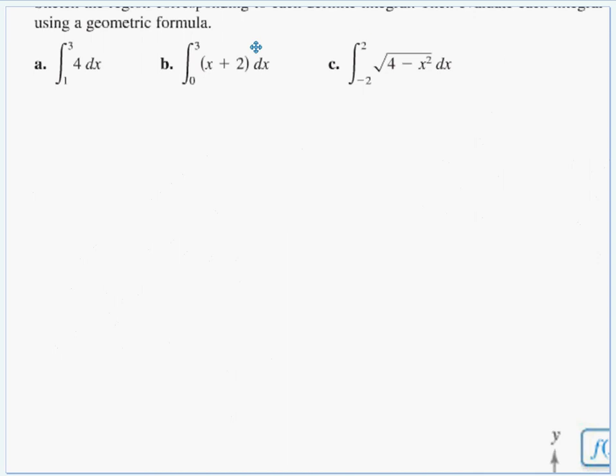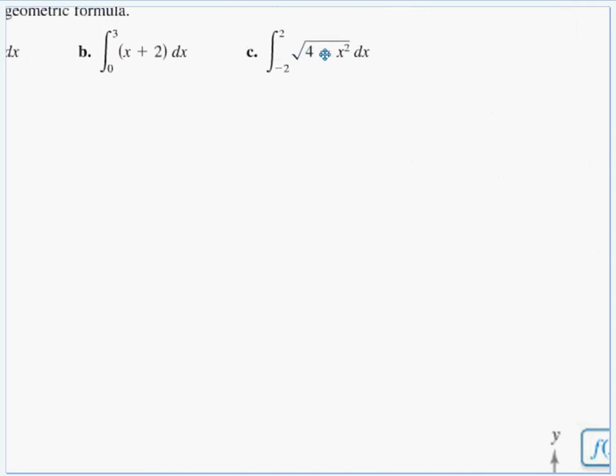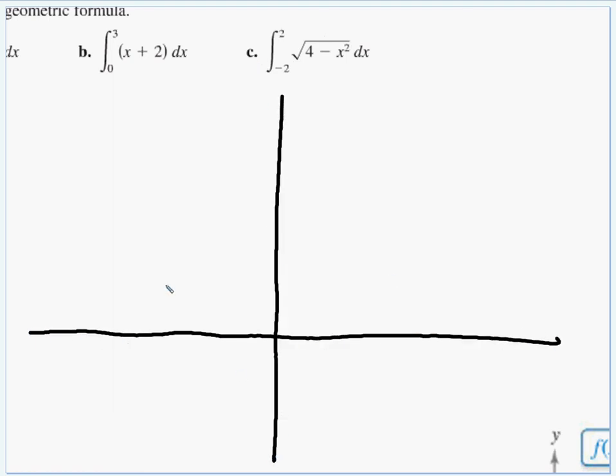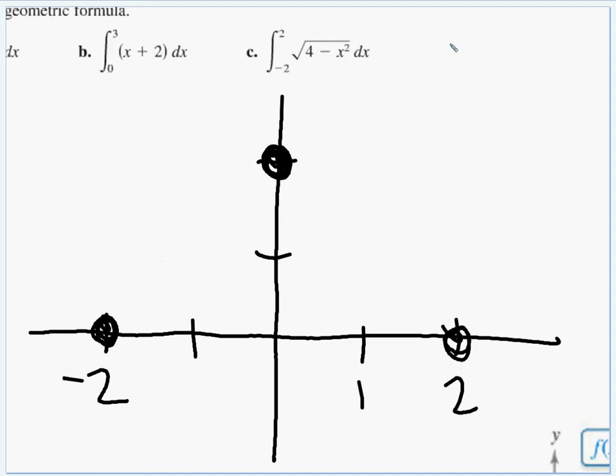The last one, root of 4 minus x squared from -2 to 2. So we're going to go from -2 to +2. And if we plug a 0 in there, 4 minus 0 squared is the root of 4, or 2. If you haven't noticed it yet, this is going to be a semicircle. If you see a radical with a number minus x squared, it's going to be a semicircle.